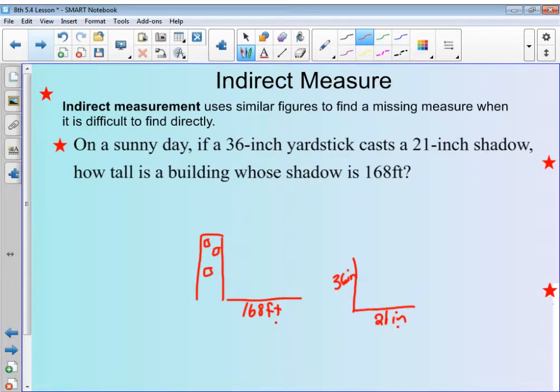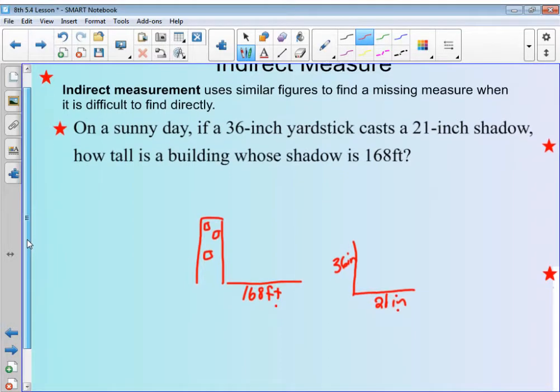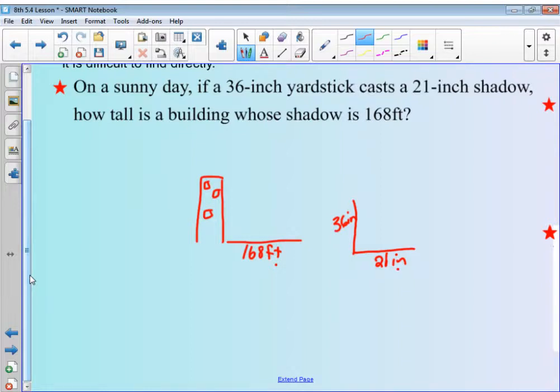So in order to be able to actually use proportions, you have to be working in the same units. So it doesn't matter which one you choose to convert to, if you want to convert it to inches or if you want to convert into feet. It's whatever your preference is. I'm going to go ahead and convert into inches, and here's why. I know that if I take that 168 feet and change it into inches, it's going to give me a huge number. So I would rather change each of these into feet.